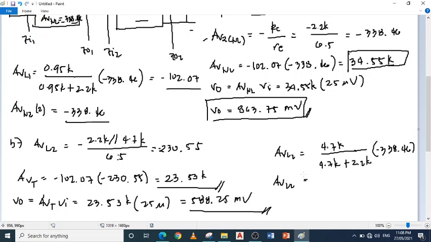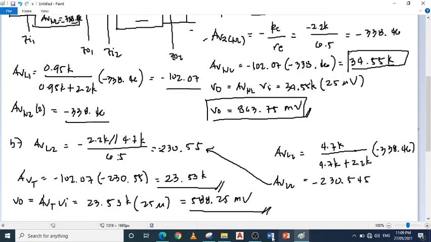So, yung AVL2 natin is equal to, so let's try to confirm kung pareho lang, times 4.7K. 4.7K plus 2.2K. Okay, so we have negative 230.5045. Okay, so which is approximately equal to this one. Okay, so tama.